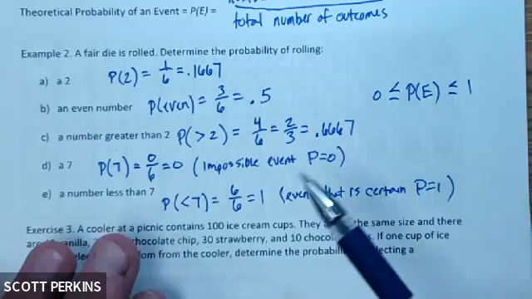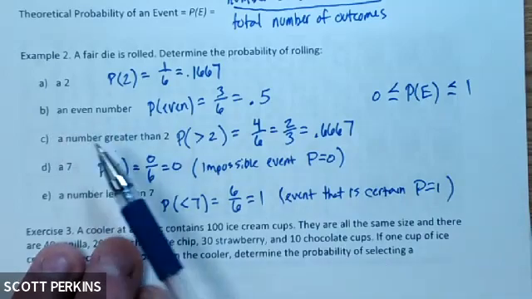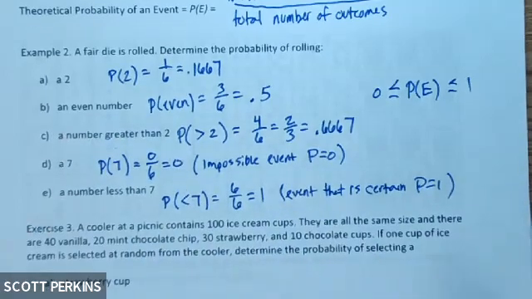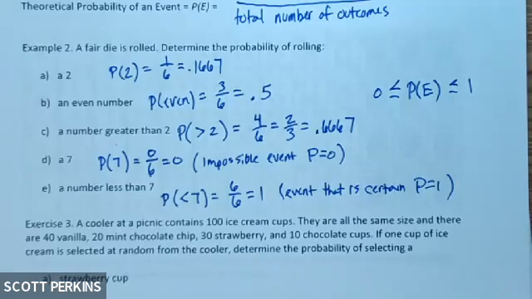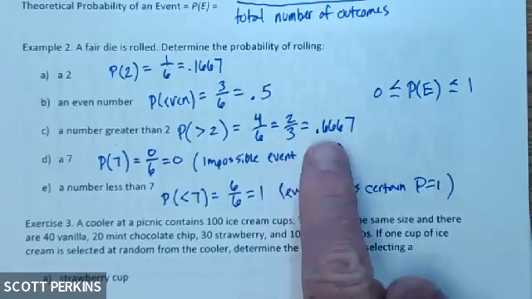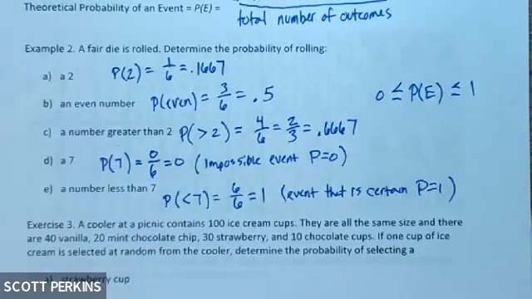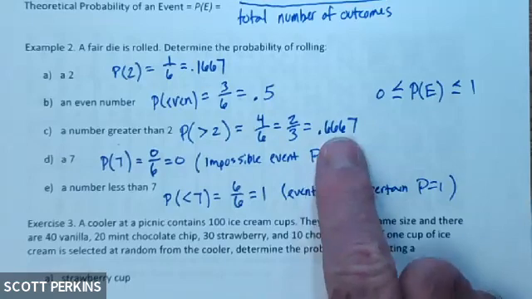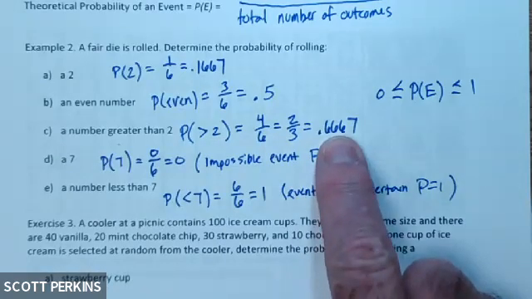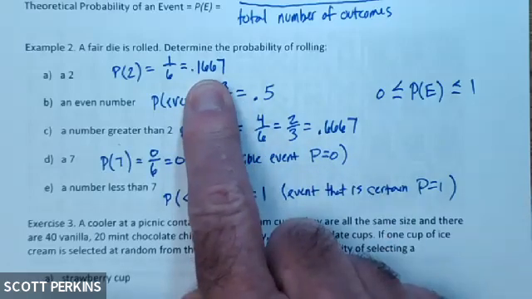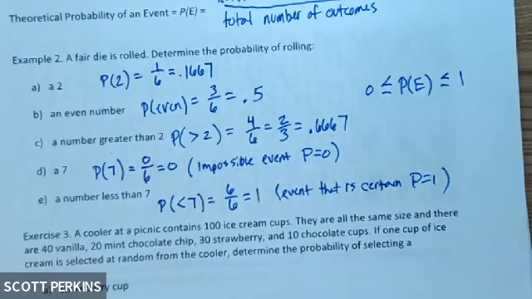So forget the D and the E. Of the A, the B, and the C, which one of those 3 things is the most likely to happen? C, because it's 0.667. That is the largest one. And the one that's least likely to happen is A. It's 0.166. The lower the number, the less likely something is to happen.